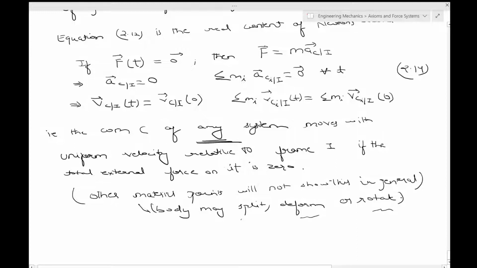But this statement, that the center of mass C of any system moves with a uniform velocity relative to frame I if the total external force on it is 0, is only valid for the center of mass, not for a general point. That's the important point you can take away from this.